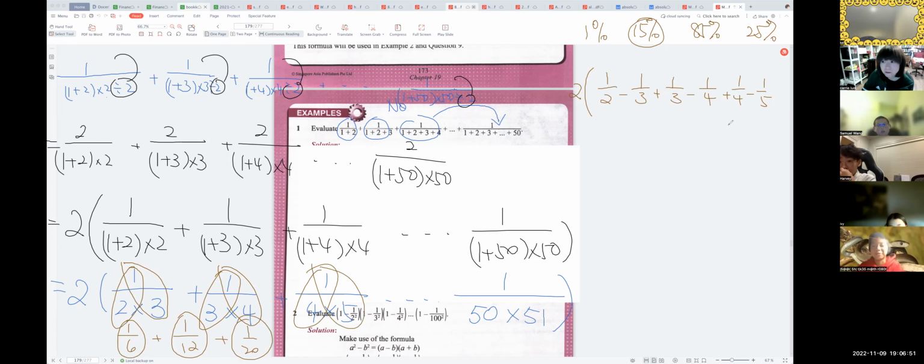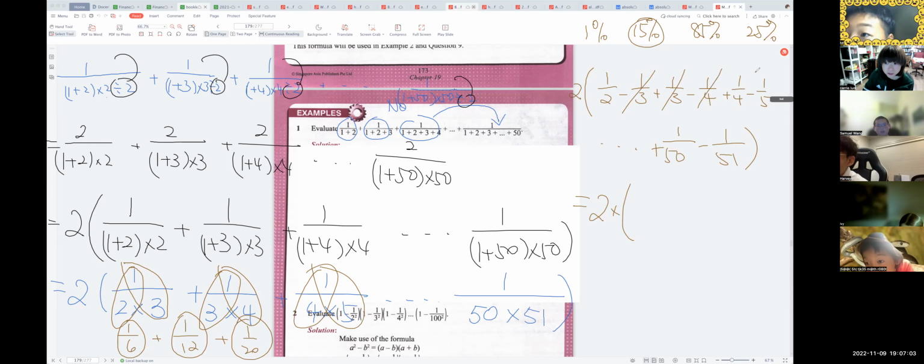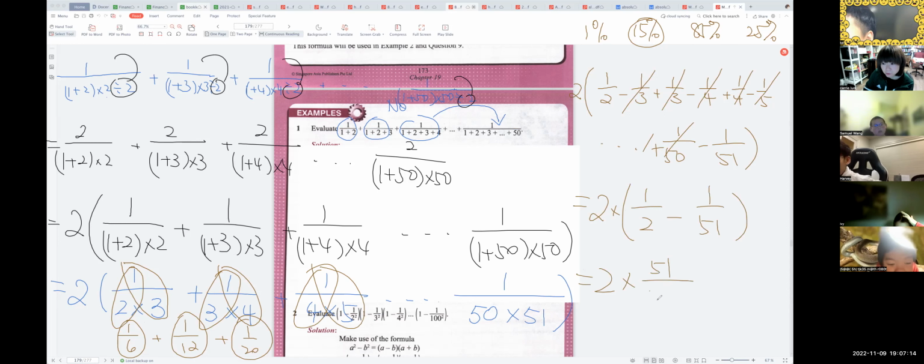Oh yeah, now I remember. Now the last one is 1 over 50 minus 1 over 51. I'm just confused about the negative and positive, negative, positive, negative, positive. So all of them just cross out. So it's 1 over 2 minus 1 over 51. So the answer is 2 times 51 over 102 minus 2 over 102. So the answer is 2 times 49 over 102, so it equals 49 over 51.